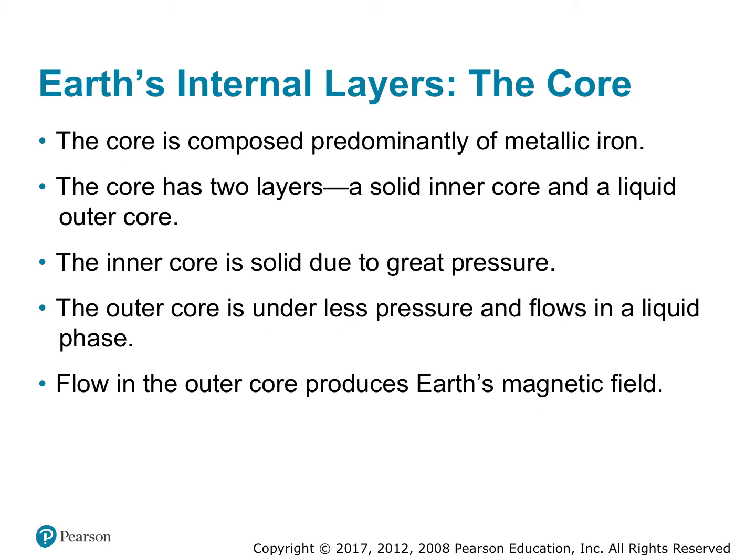So let's examine the core in a little bit more detail and some things that we know about it. First of all, we know that the core is composed predominantly of metallic iron. We know that because we've been able to figure out the velocity of the sound wave passing through those regions, and we know that it's the velocity that sound travels through iron. Now, the core has two layers, the solid inner core and the liquid outer core.